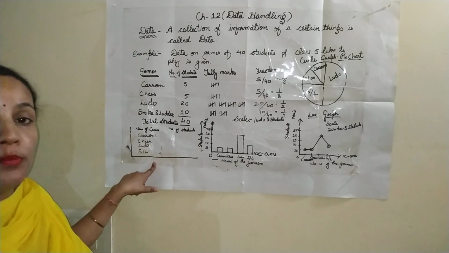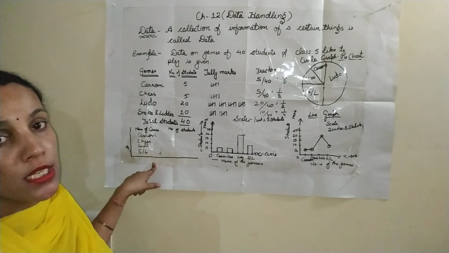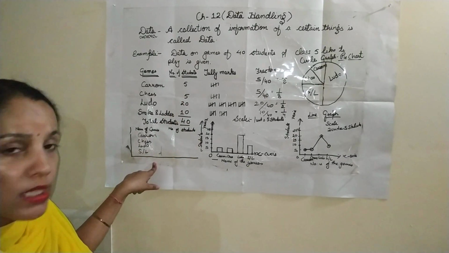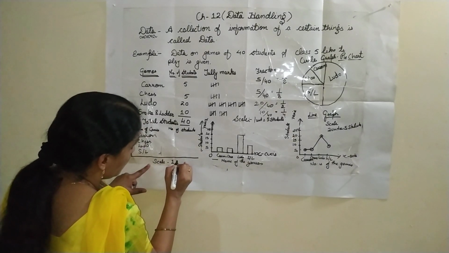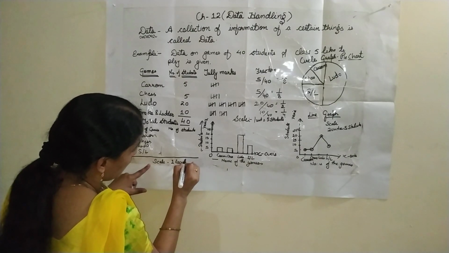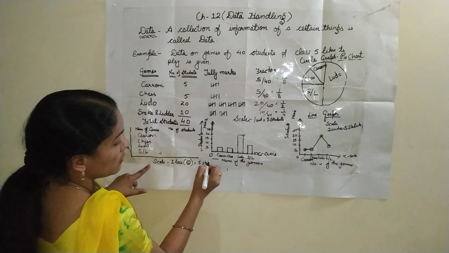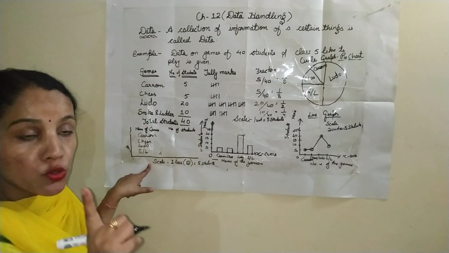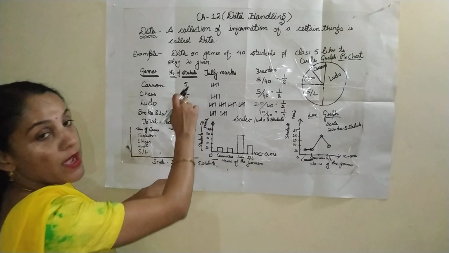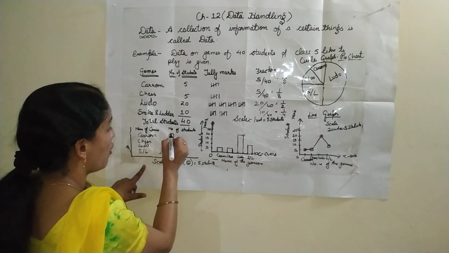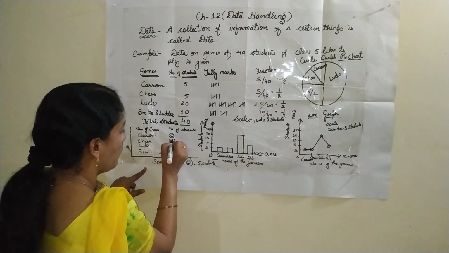Okay, now you have to make the faces. For 5 you have to draw 5 faces, or otherwise you have to use a scale or key here. You call that the scale: 1 face, in brackets draw a smiley face, is equal to 5 students. Means 5 students is equal to 1 smiley face. So for carom, here are 5 students, so you make only 1 face. Again for chess, only 1 face.